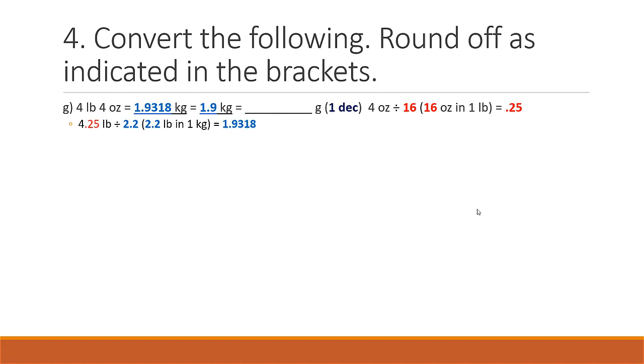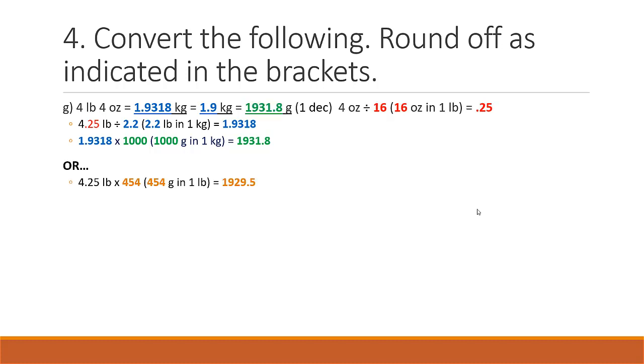Now we need to convert that into the amount of grams. So whether you use a formula to figure out how many grams there are in 4.25 pounds, or how many grams there are in 1.9318 kilograms, we're going to get to the same place. Here we are going from kilograms to grams. We multiply the amount of kilograms by 1,000, the amount of grams in a kilogram, and we get 1,931.8. That's rounded to one decimal place.